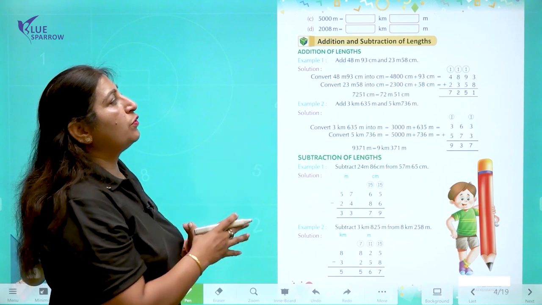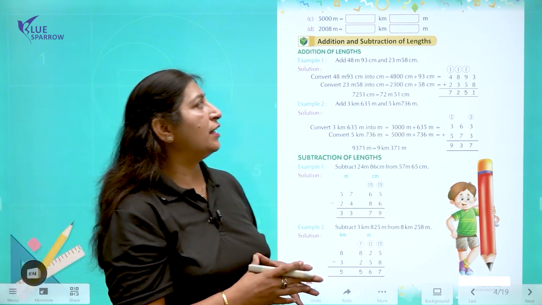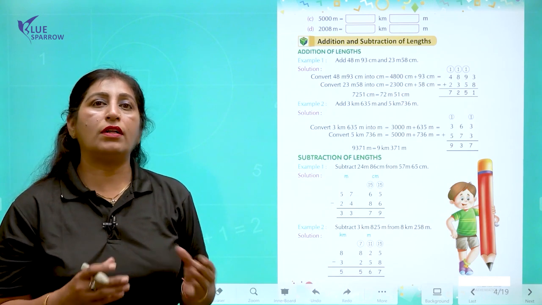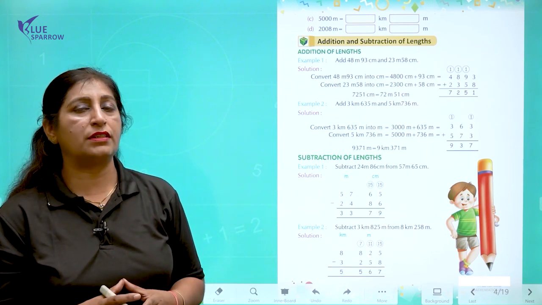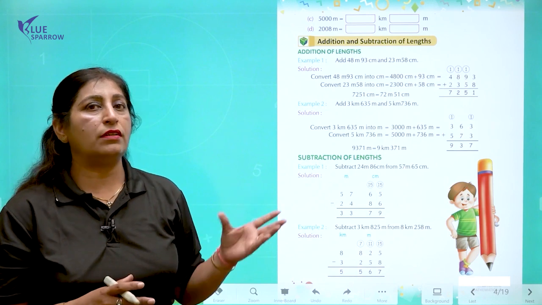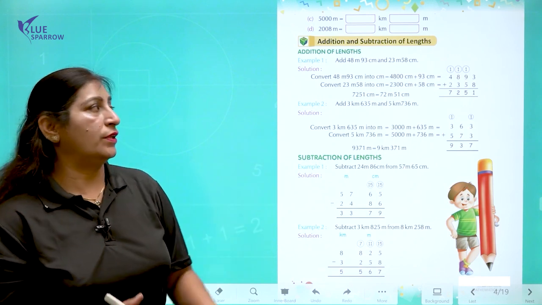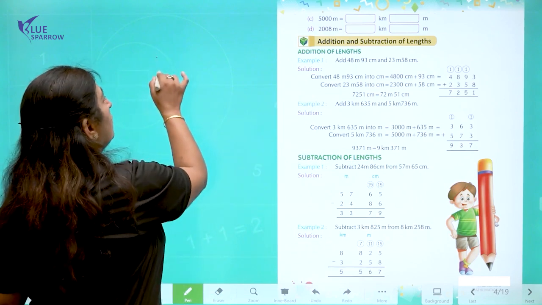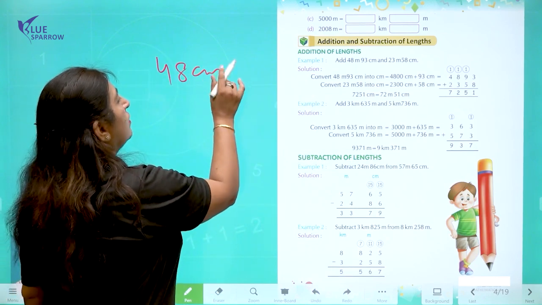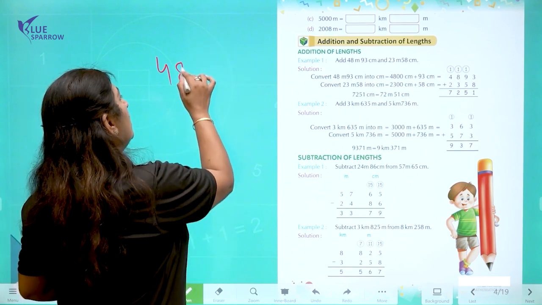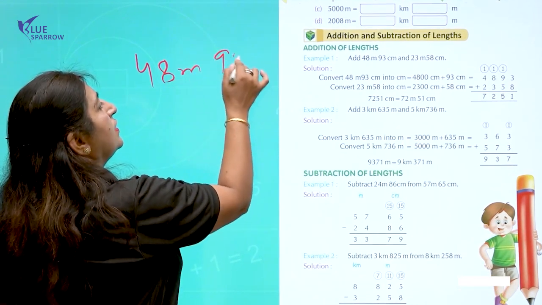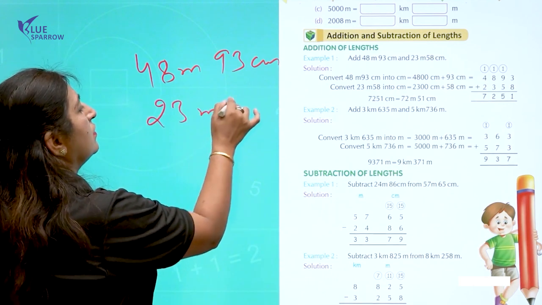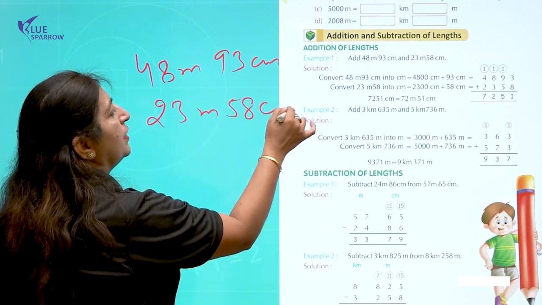Firstly, we have to convert these meters and centimeters into centimeters. We would convert all these lengths into centimeters, the smaller unit, so that addition becomes easy for you. Here you are given 48 meter and 93 centimeter, and the other length is 23 meter 58 centimeter.